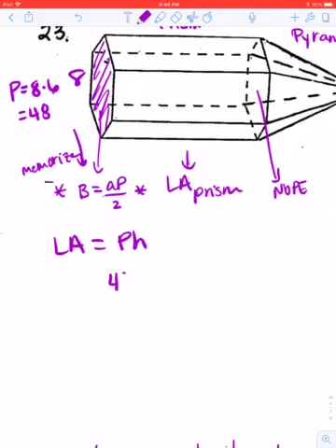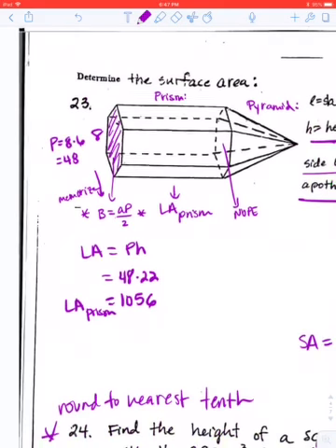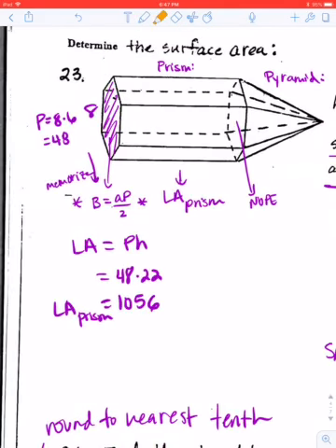So 48 is the perimeter, height is 22. So all I have to do is multiply, and that's my lateral area of the prism. Now I also want to include, like I said, this nice base right here, which is my apothem times perimeter over 2. Right, so let's do that now.